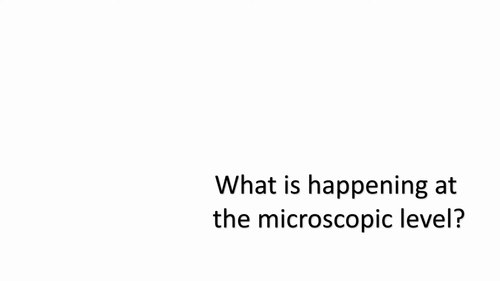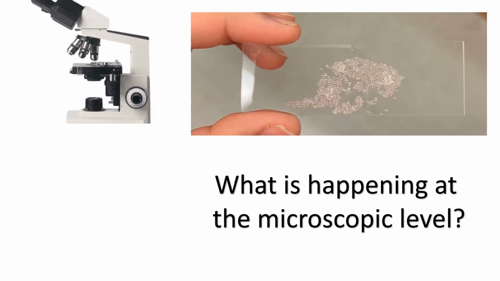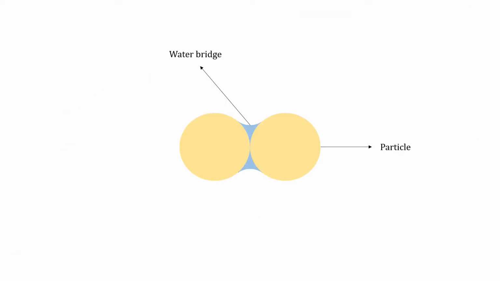Let us see what is happening at the microscopic level. When a glass slide with these wet particles is observed under a microscope, we see that the water forms bridge-like structures between these particles. Let us learn more about what these bridges do. The bridge pulls each particle towards itself, which brings both the particles to stick together.